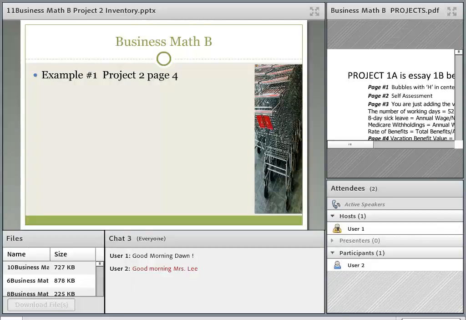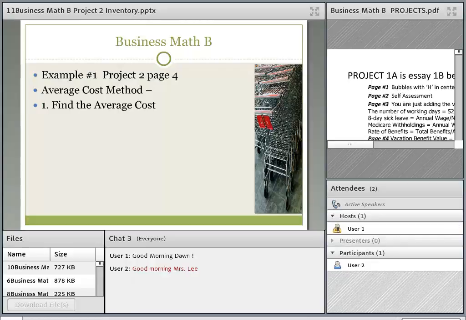Okay, in your project 1, page 4, at the very end, there are some examples of inventory methods. And one of the first ones is called the average cost method.